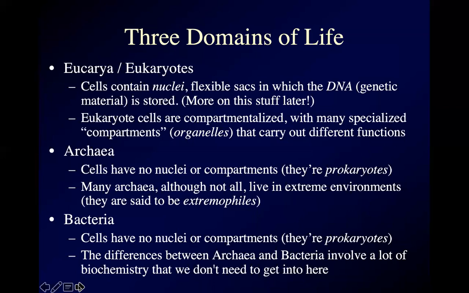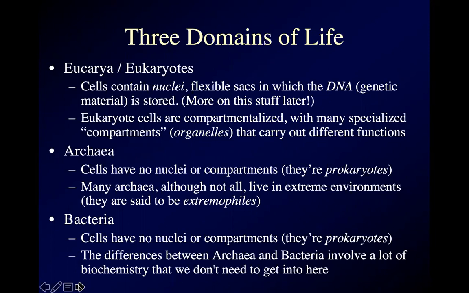Every cell has a flexible outer covering that lets some things in and keeps others out. That's called the cell membrane. And in a eukaryotic cell, inside the cell, there is a flexible sac called a nucleus. And the nucleus is where genetic material, the DNA, is stored. And we will talk in painful detail about what DNA does. Coming up about midway through the course is when we will hit that.